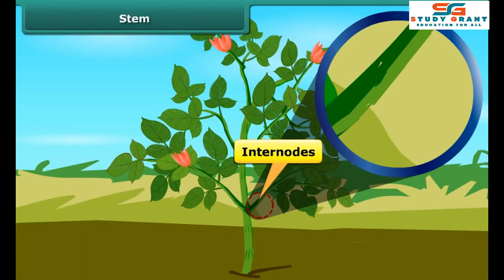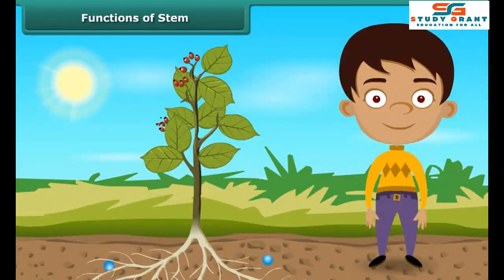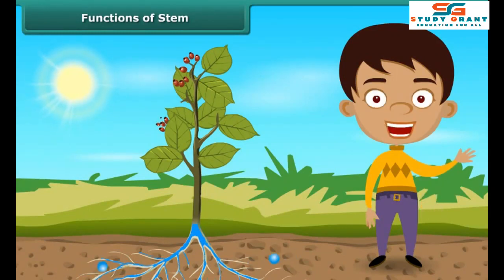Roots, as you learned, absorb water and minerals from the soil. How does the water and minerals absorbed by the roots reach the rest of the plant body? Yes, through the stem. The stem conducts them to the leaves and other parts of the plant. It also supports the plant, enabling it to stand erect. Besides, it exposes its leaves to the sunlight.